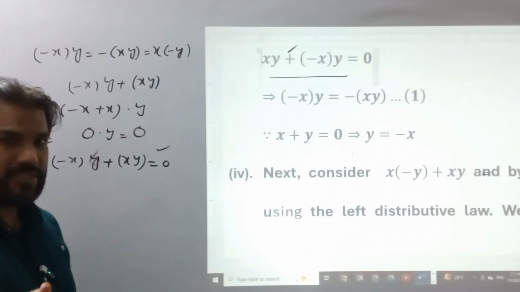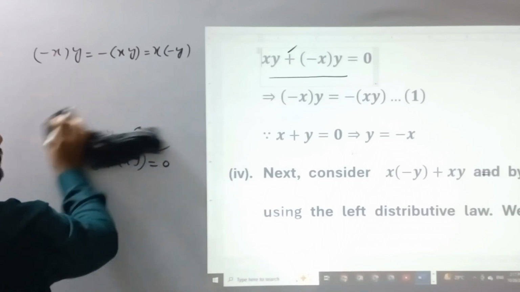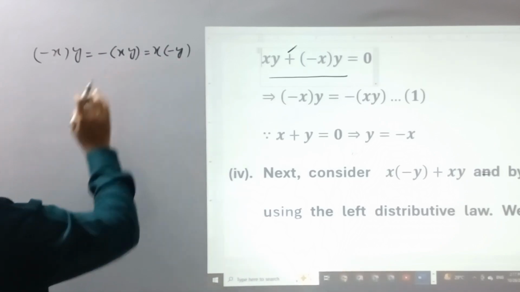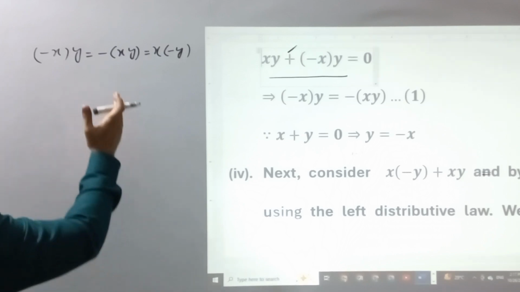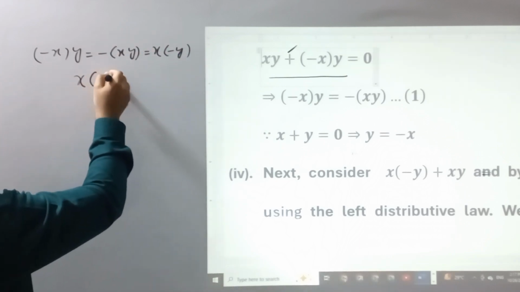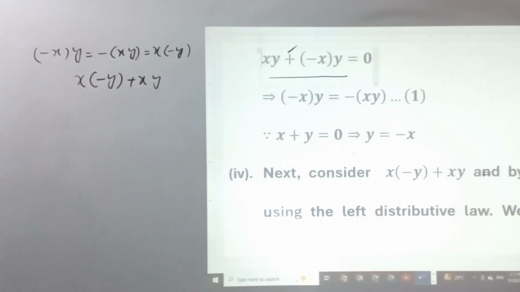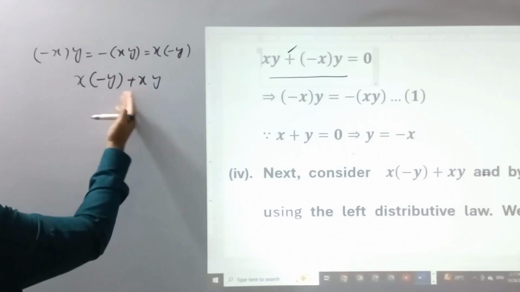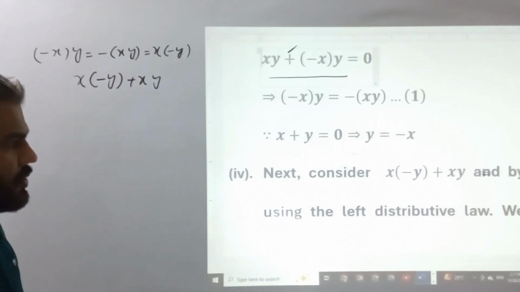Now in the second part, we have to show that x into minus y equals minus xy. For this, again, we use this strategy. If we shift this number minus xy to the left side, this will become x into minus y plus xy. So now we will consider this expression, x into minus y plus xy. Because you can take x as common from the left side, we will use here the left distributive law of multiplication over addition.